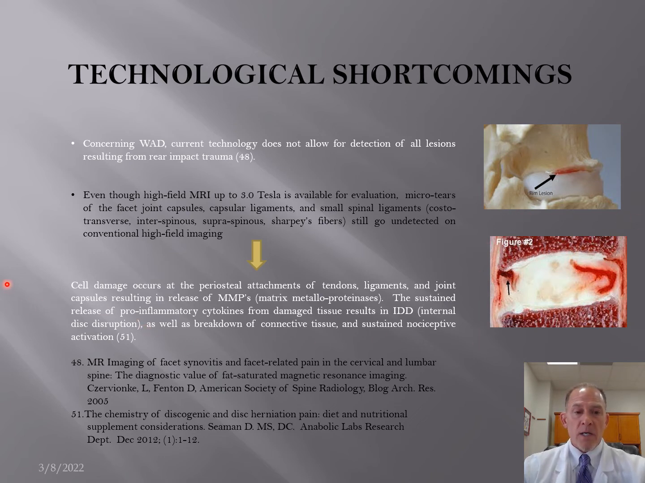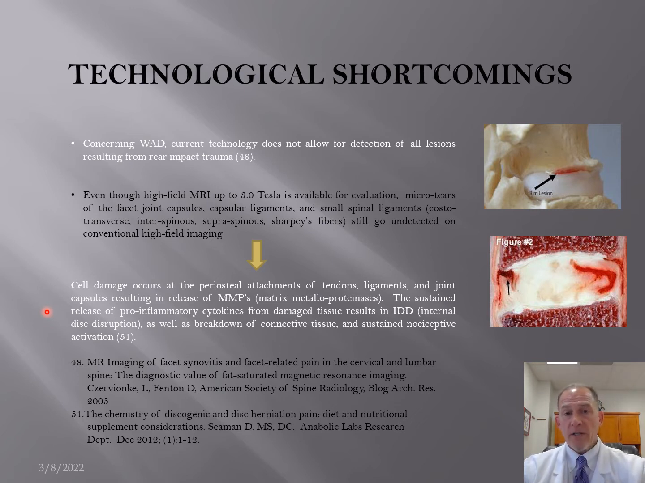labs. I'd like to emphasize this little segment here on 3.0 Tesla strength MRI. We have some really fabulous MRI technology these days. However, these lesions still do not show up on the most powerful MRI scans that we have available. Cell damage occurs at the periosteal attachments of tendons, ligaments, and joint capsules, and it results in the release of MMPs, matrix metalloproteinases, the sustained release of pro-inflammatory cytokines.